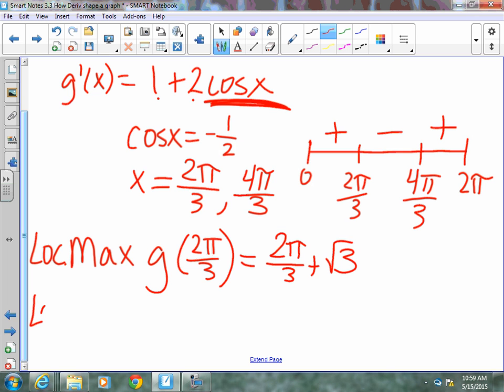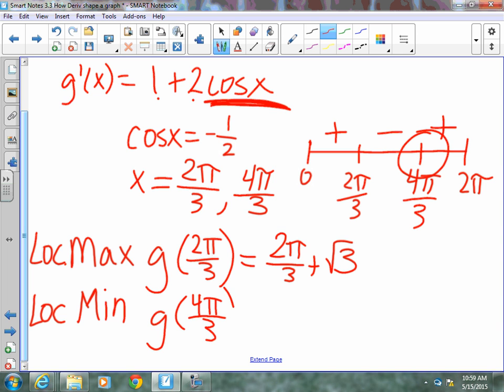The y value when you plug 2 pi over 3 into g is 2 pi over 3 plus radical 3. The minimum, our local min, where it changes from negative to positive, is going to happen here at 4 pi over 3, which when we plug 4 pi over 3 into our g function, x plus 2 sine of x, we end up with 4 pi over 3 minus radical 3.